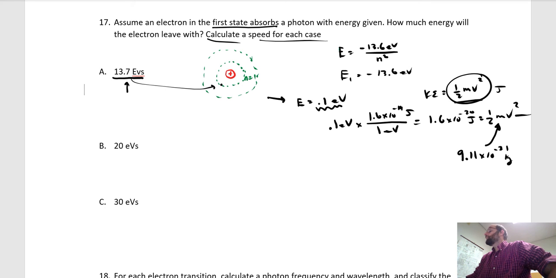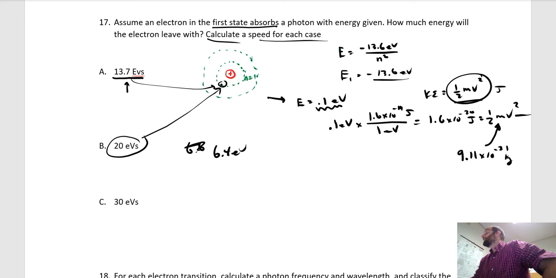The electron in the ground state here absorbs 20 eV of energy. But it takes 13.6 to remove it. That's going to be used, if you will, to remove the electron. The difference between the two, in this case 6.4, I believe, is going to be a kinetic energy. The electron will leave with 6.4 eV. Convert to joules, take that number, set it equal to 1/2 mv squared. That will tell you how fast the electron's leaving. And again, repeat for 30.